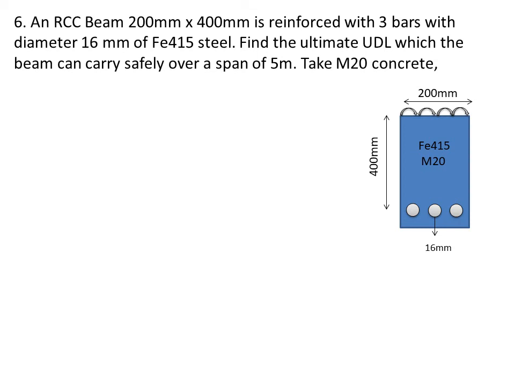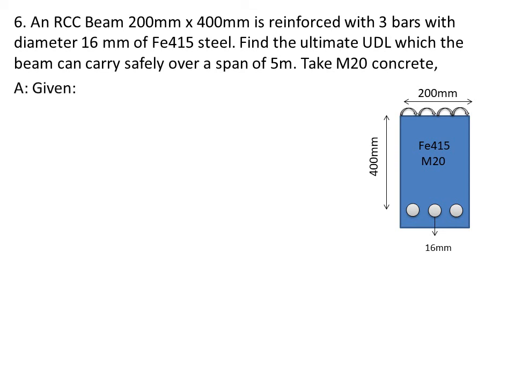Okay, it doesn't mention anything about the section, but it says ultimate UDL, so obviously it's mentioning Mu limit, but Mu limit's value in which section? It can be under reinforced or balanced. But since they told us to find the ultimate UDL which the beam can carry safely over a span of 5 meter, we'll have to calculate when the moment of resistance is equal to the maximum moment of resistance.